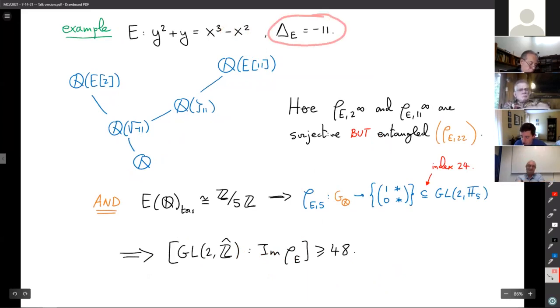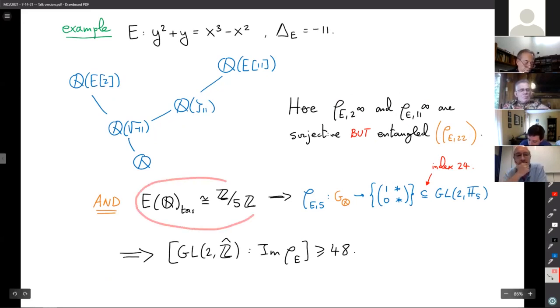The arithmetic changes. Now the discriminant is -11. So again, the 2nd and the 11th division fields are entangled. They have an intersection. You can also prove that the 2-adic and the 11-adic images are surjective, but entangled, so that mod 22 is already not surjective. And on top of that, there is something new happening.